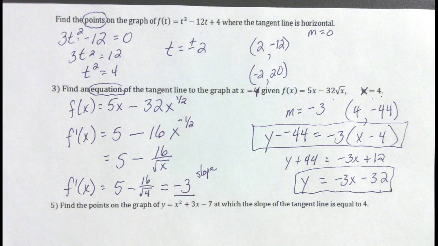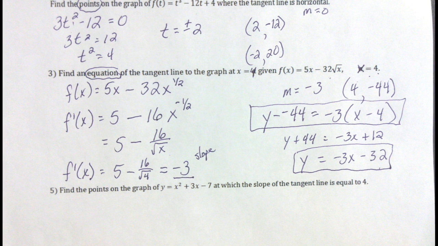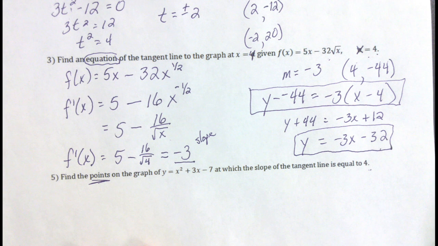The derivative of a quadratic will be linear, and so there's only going to be one place where the slope is going to be equal to 4. So we take, oh, by the way, y prime is also a decent notation for the derivative.